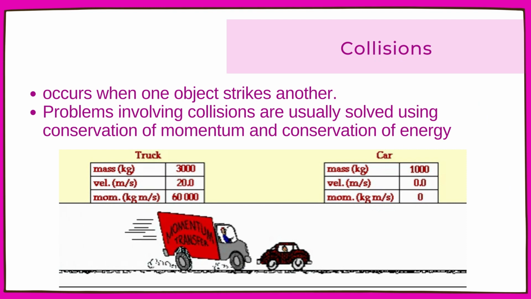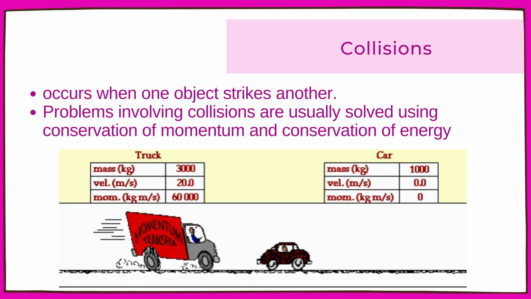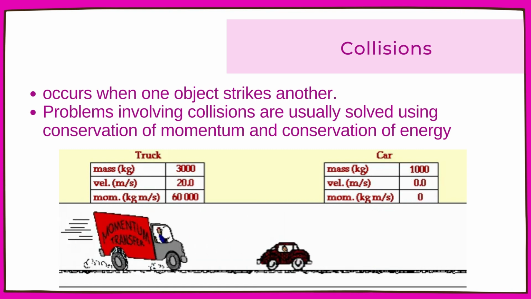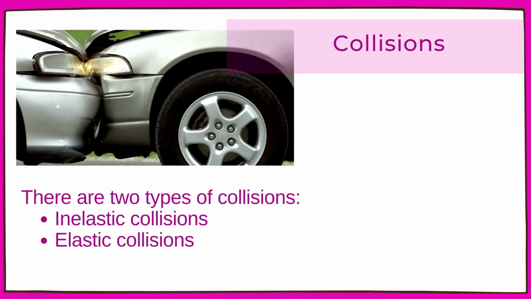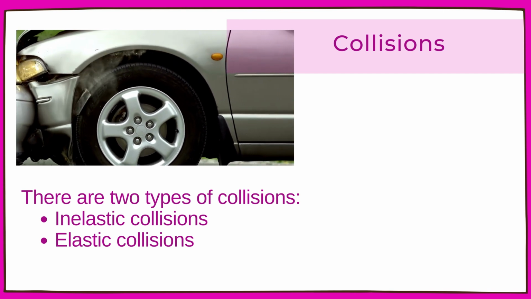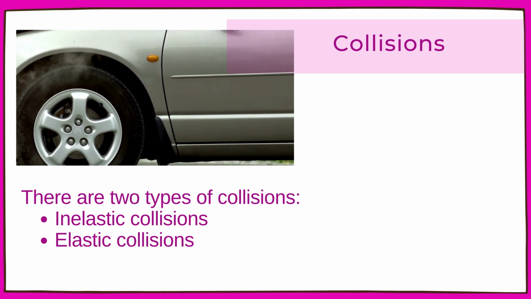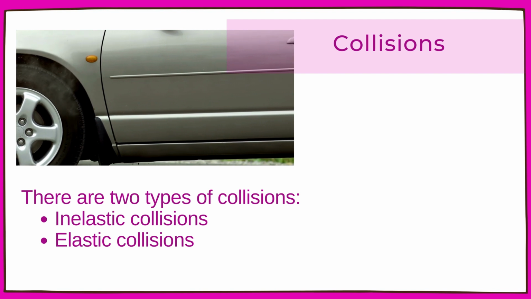Collisions occur when one object strikes another. Problems involving collisions are usually solved using conservation of momentum and conservation of energy. There are two types of collisions. Inelastic collisions, where momentum is conserved. Elastic collisions, where momentum is conserved and kinetic energy is conserved.